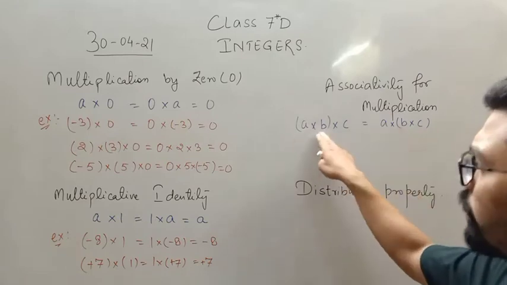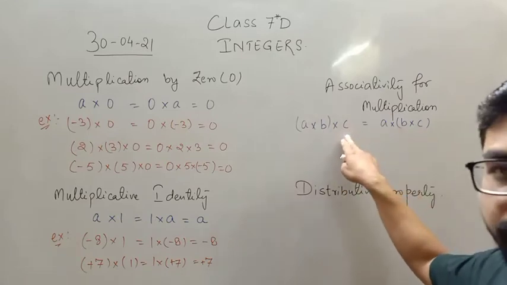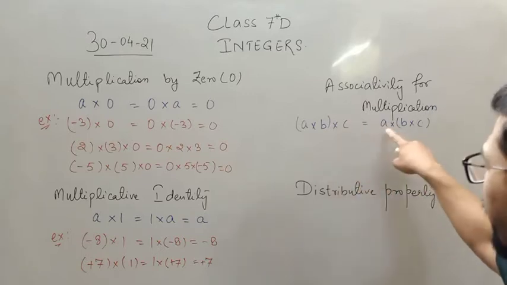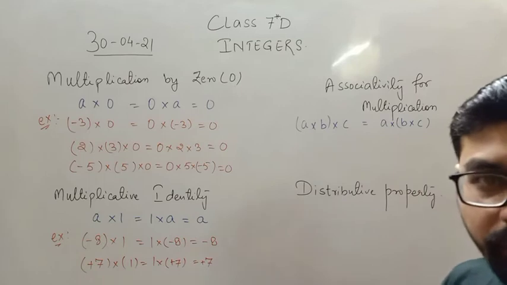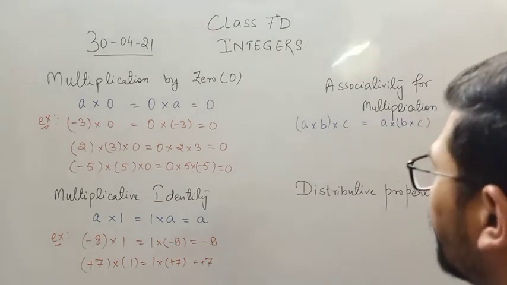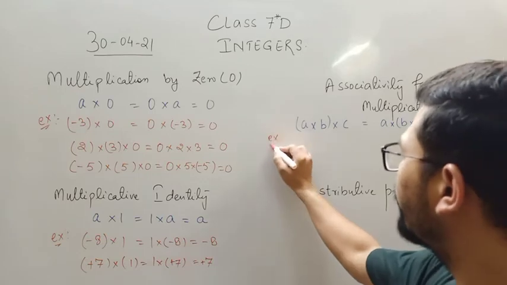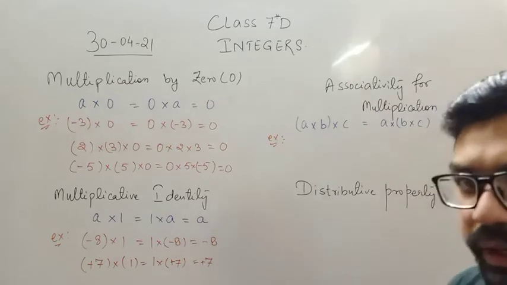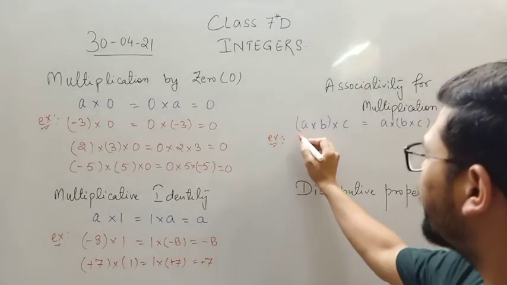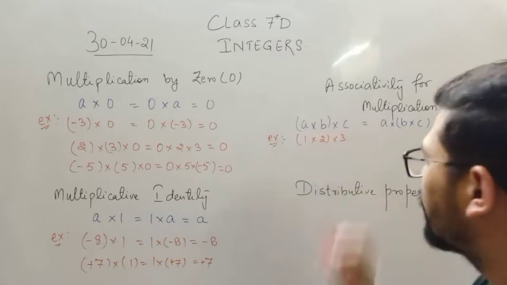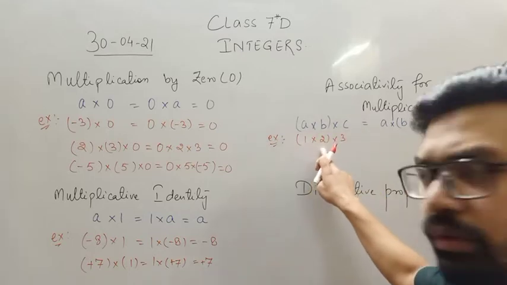Let's say I have three numbers, a into b into c. I'll get the same result when I multiply a into bracket b into c. Now I'll give you one example. I hope some of you are confused about what sir is saying, right? So I'll give you one example. Let's say I have one positive integer. So 1 into 2, 2.